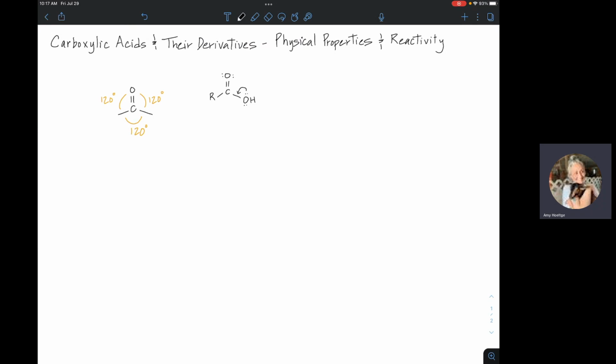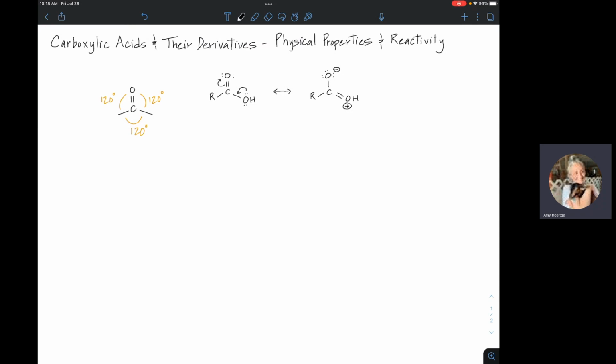we can delocalize these electrons up into the carbonyl and come out with a resonance structure where we have a double bond over here, a positive charge on this oxygen, and then we've put an extra lone pair up here on this oxygen and it's got a negative charge. Overall, the net charge is 0. So we have two contributing resonance structures for a carboxylic acid.